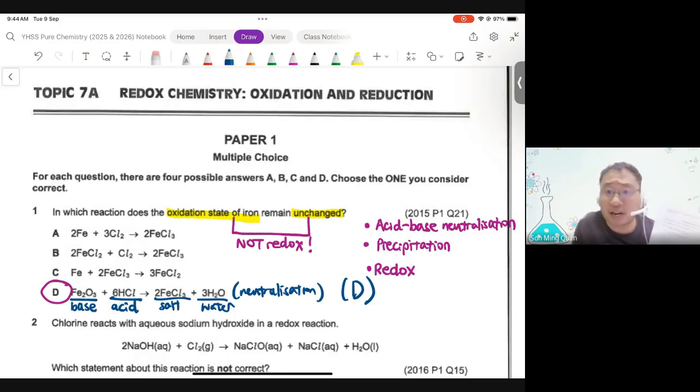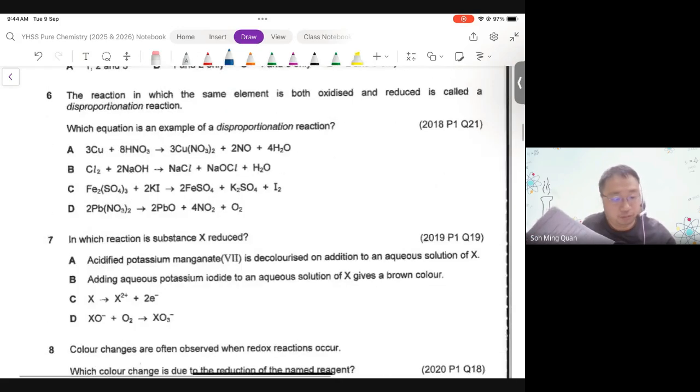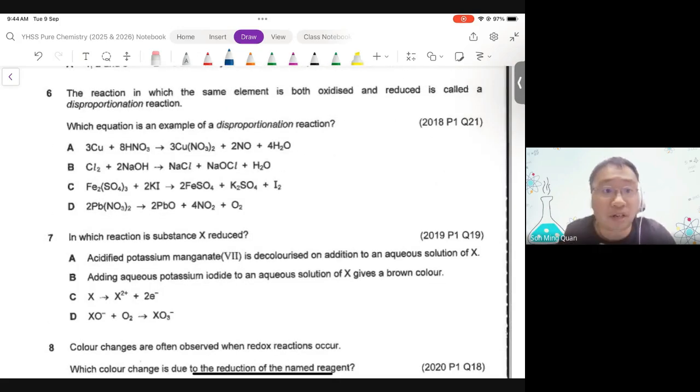If you have any questions at any point, please ask in the Q&A function as well. I will get to your questions eventually. Okay, so that's question number 1. Now we shall go to question number 6 of the redox as well. So question number 6 is about disproportionation. So which equation is an example of a disproportionation reaction?